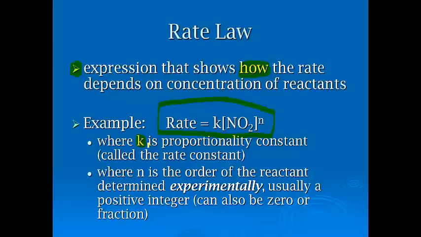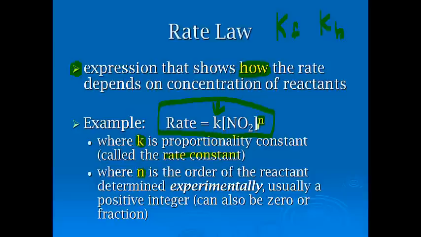Lowercase k. Starting with chapter 13, we get about 4 different capital K's. This is lowercase k. We saw this with freezing point depression and boiling point elevation as well, but those were lowercase f for freezing point, lowercase b for boiling point. This is just k. So this is what's called a proportionality constant. We call it the rate constant. And n is what we refer to as the order of the reactant.